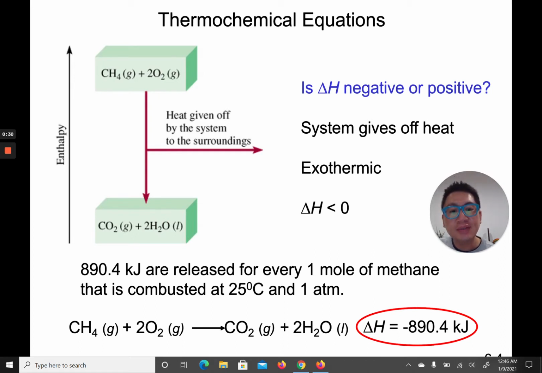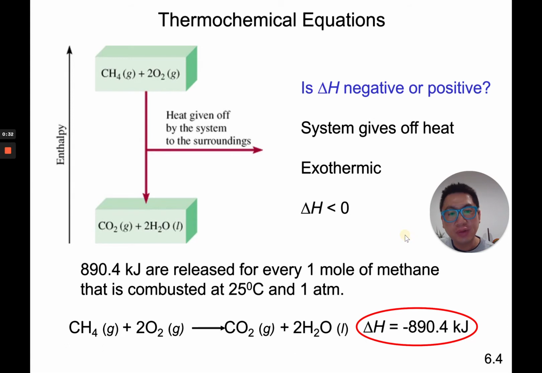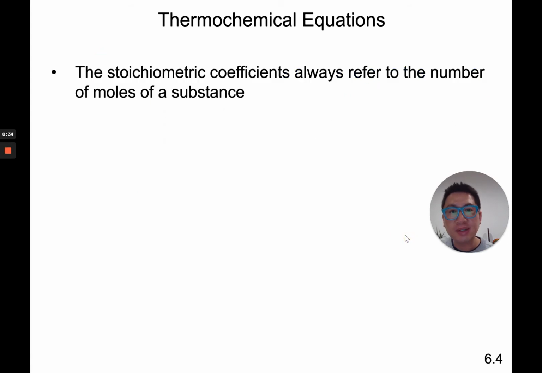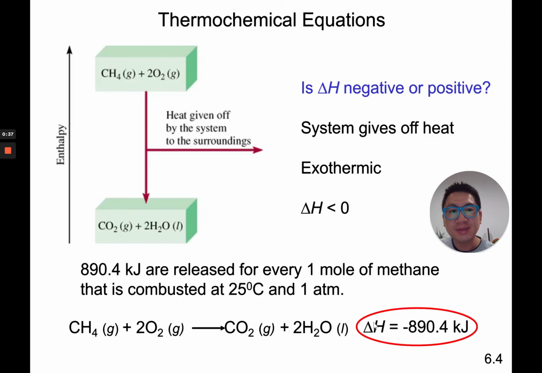What does negative 890.4 kilojoules mean? It means that number, negative means exothermic, that 890 kilojoules of heat is given off for every 1 mole of this. In fact, it's written here. 890 kilojoules of heat are released for every 1 mole of methane, CH4, that's combusted at this temperature and pressure.